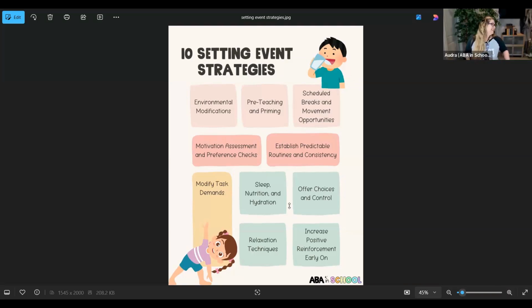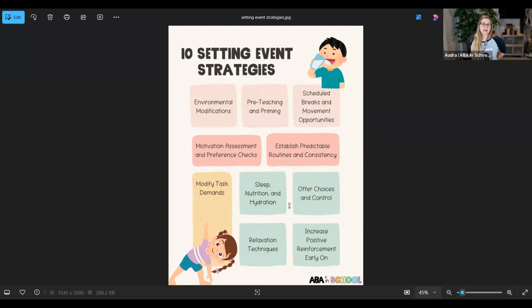But all I'm saying is that when we're looking at that motivation assessment, we want to make sure that we're not being too repetitive in whatever it is that we're offering, whether it's the same snack every single day or the same movement break every single day. Looking into some diversity there helps us keep them engaged and excited about whatever that is.